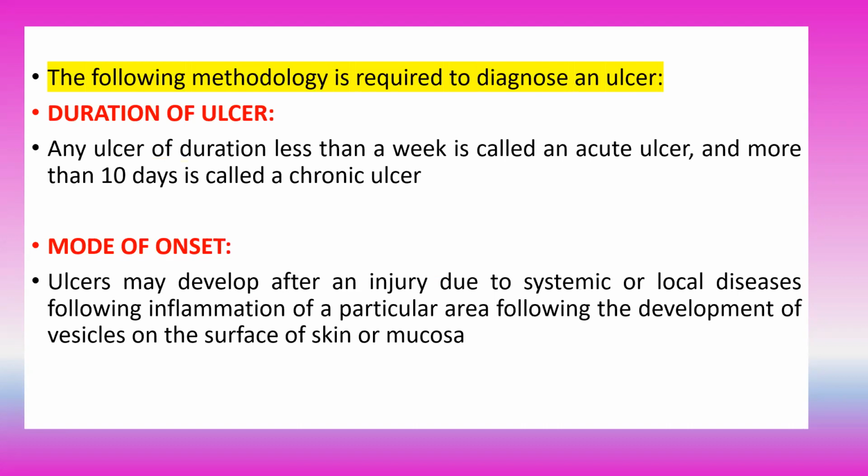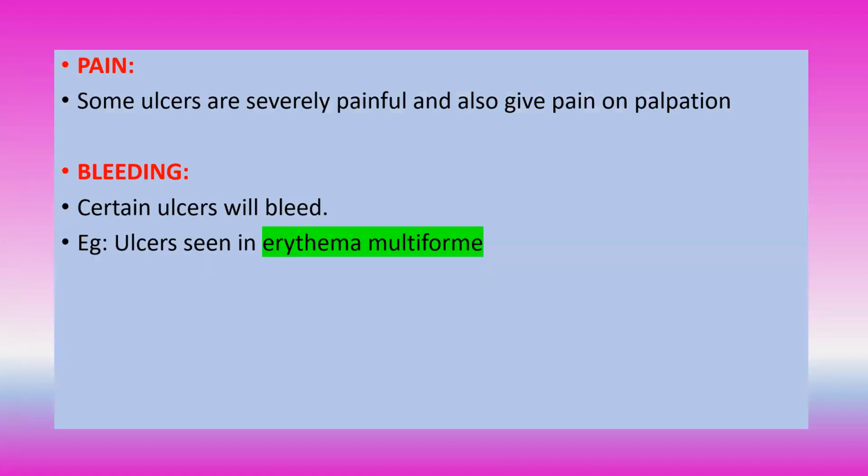What is the duration of an ulcer? Any ulcer of duration less than a week is called an acute ulcer, and any ulcer which is having 10 to 14 days of duration or more than that is known as a chronic ulcer. What about mode of onset? Ulcers can develop after an injury or trauma, due to a systemic or a local disease, following inflammation of a particular area in the body or an organ, or following the development of vesicles on the surface of skin or mucosa.